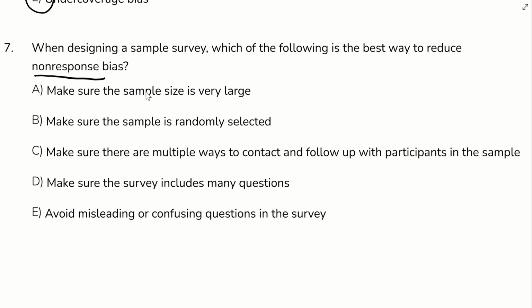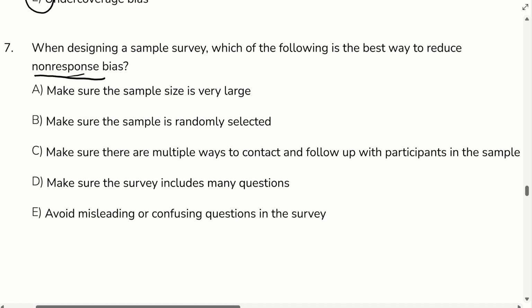Make sure there are multiple ways to contact and follow up with participants in the sample. Yes, this seems better because now, for example, if they refuse to answer the phone, then maybe you can go in person or email or whatever. So there's other ways that you can contact them. So follow up with participants. Make sure there are multiple ways to contact them. That seems like the best way to avoid non-response bias.